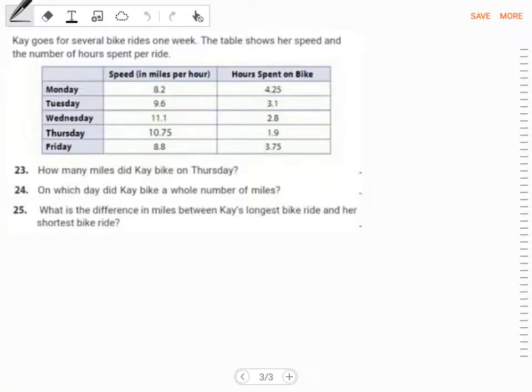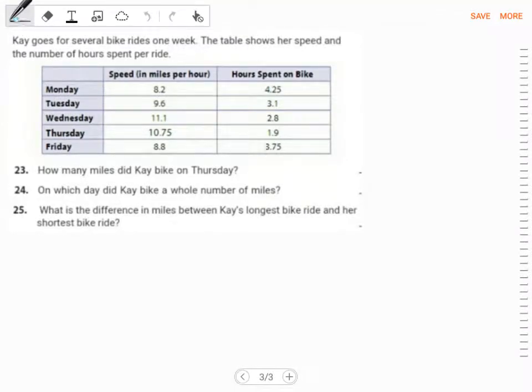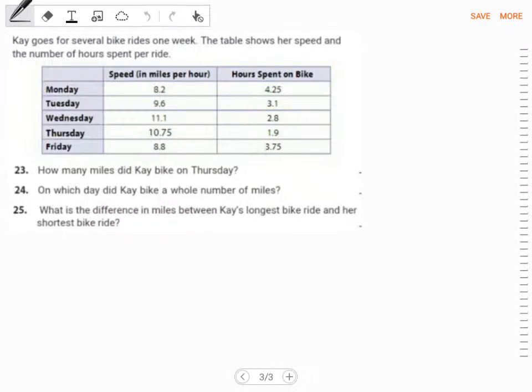And let's do one more here. It's kind of a multiple step, and these are all problems from our textbook. But we'll try this one real quick. We'll try to get through it quickly. There's several steps to it, but it says Kay goes for several bike rides one week. The table shows her speed and the number of hours spent per ride. And 23 says, how many miles did Kay bike on Thursday? Thursday's right here. Her speed was 10.75 miles per hour, but she only spent 1.9 hours on the bike. So let's multiply that together to figure out how many miles she biked on Thursday.